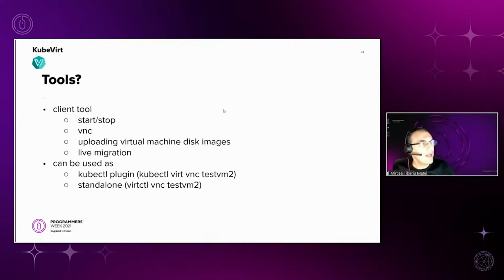The client tool can be used in two flavors. One is a kube control plugin. This is the syntax: kubectl virt vnc, for example, test VM2. Or as a standalone binary that is installed on our machine, and the syntax will be virtctl vnc test VM2. Both commands are doing the same thing.